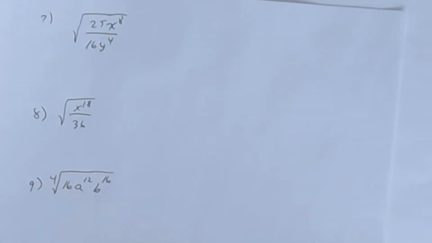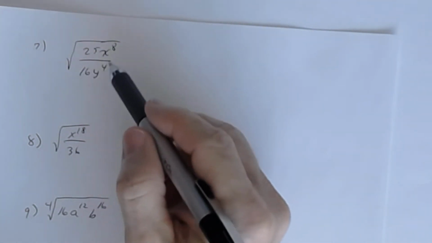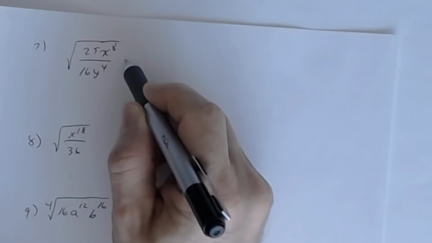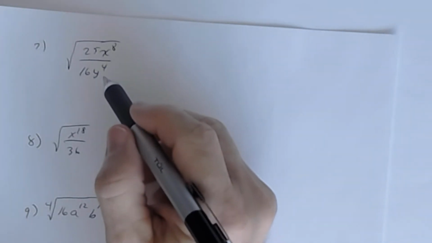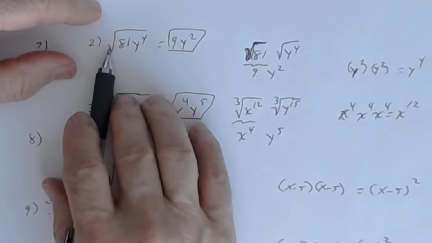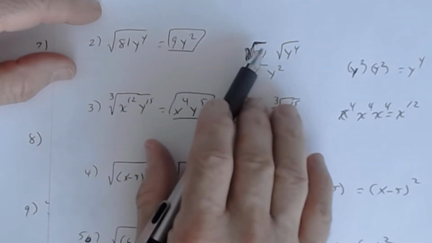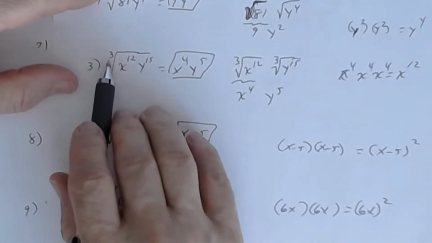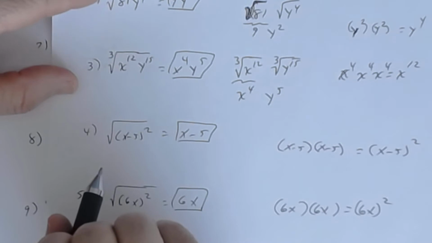So number 7, we have the square root of this rational expression. And what I'm going to do is use the quotient rule for radicals. See, here I used the product rule for radicals. So when you have the square root of a product, you can write it as a product of the individual square roots. Here, the cube root of a product, you can write as a product of individual cube roots.